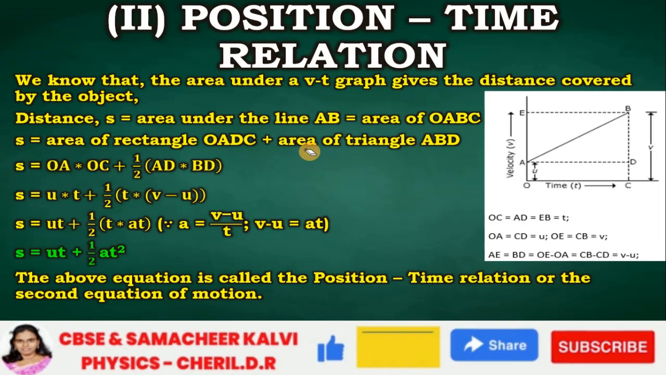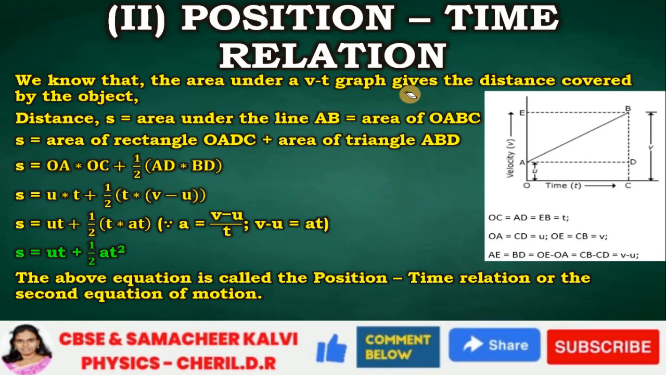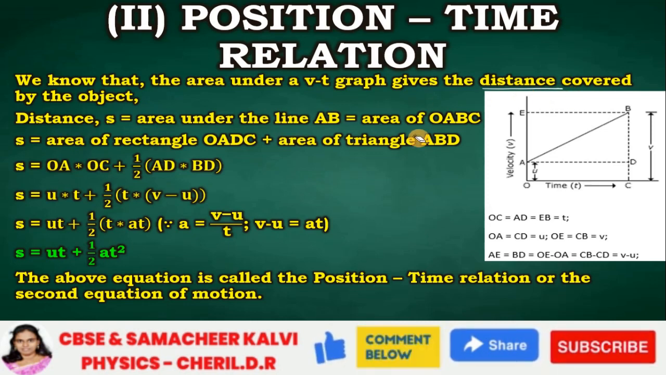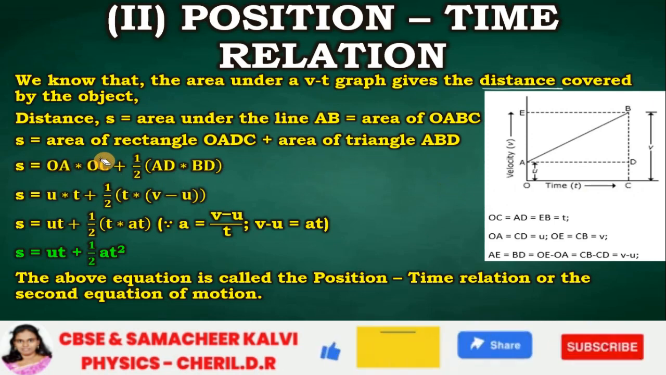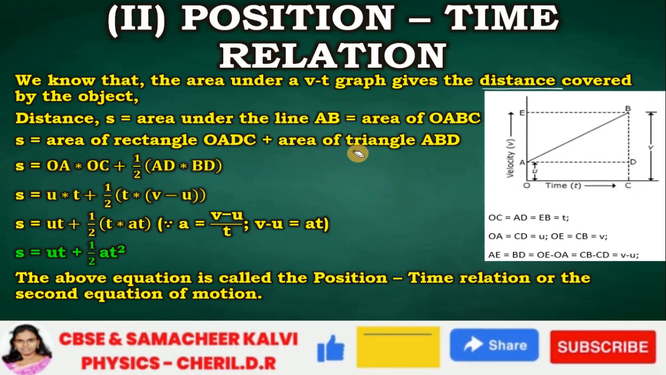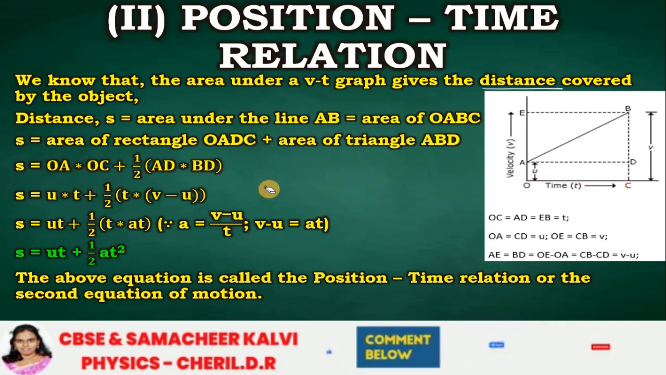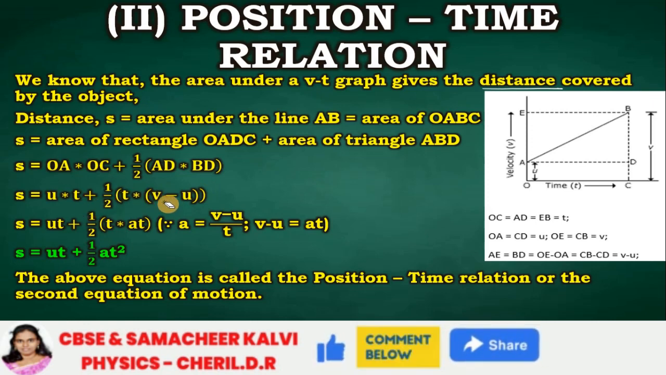Okay. So let's do a quick recap here. Area under the VT graph will give the distance covered. So distance equal to area under the line AB, which will be OABC. That will be area of the rectangle OADC and triangle ABD. For the area of the rectangle, OA into OC, triangle half into AD into DB. So substitute those values for this V minus U, you are substituting it to be AT.